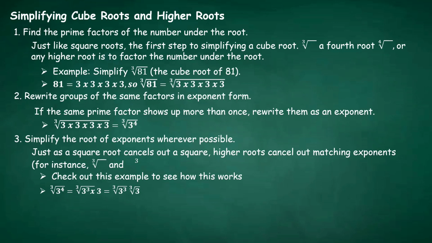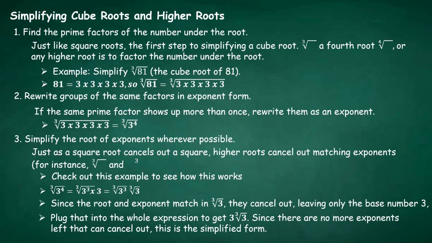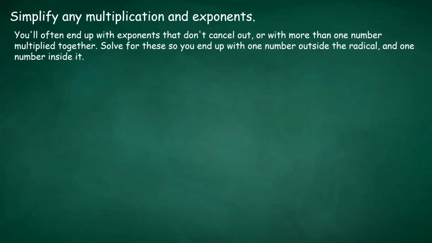Check out this example to see how this works. The cube root of 3 raised to the power of 4 becomes the cube root of 3 raised to the power of 3 times 3. Since the root and exponent match in 3, they cancel out, leaving only the base number 3. Plug that into the whole expression to get 3 cube root of 3. Since there are no more exponents left that can cancel out, this is simplified. 4. Simplify any multiplication and exponents. You'll often end up with exponents that don't cancel out, or with more than one number multiplied together. Solve for these so you end up with one number outside the radical, and one number inside it.